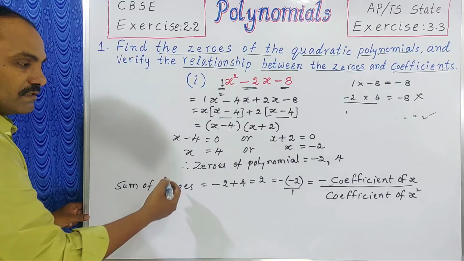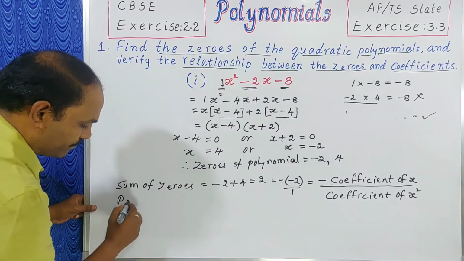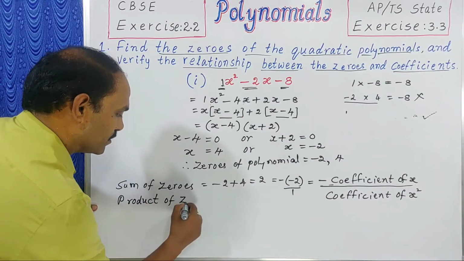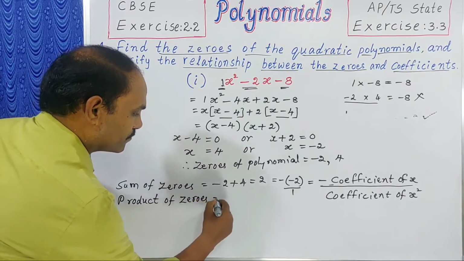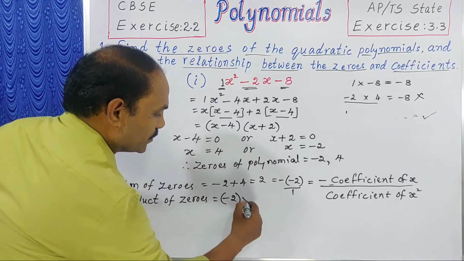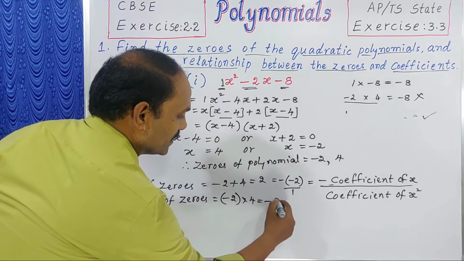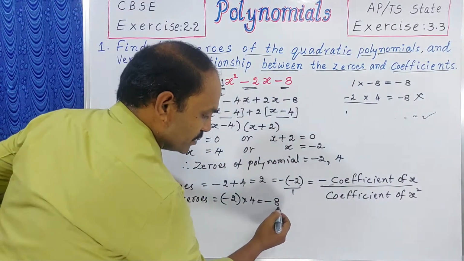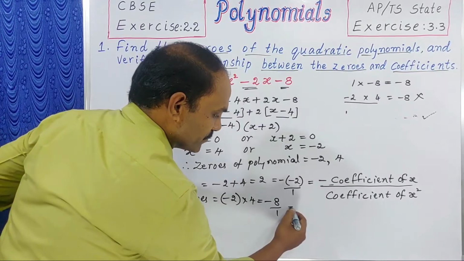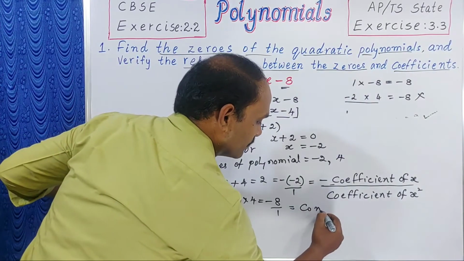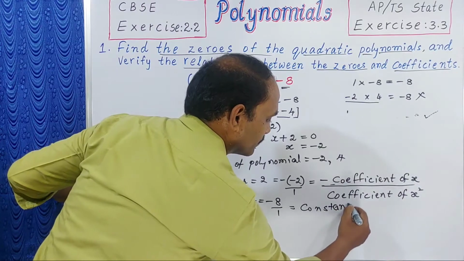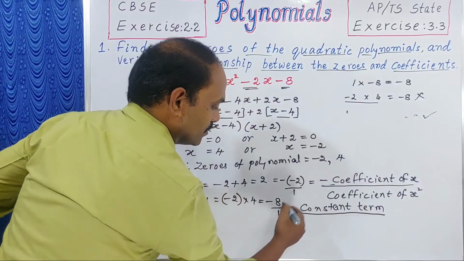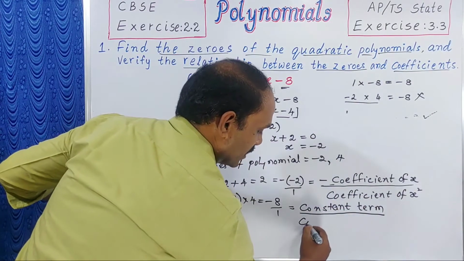Let us check the product of zeros. Minus 2 into 4 is minus 8. Check this out. Minus 8 means the last constant term. We can write this one by 1. So the constant term divided by the coefficient of x square.